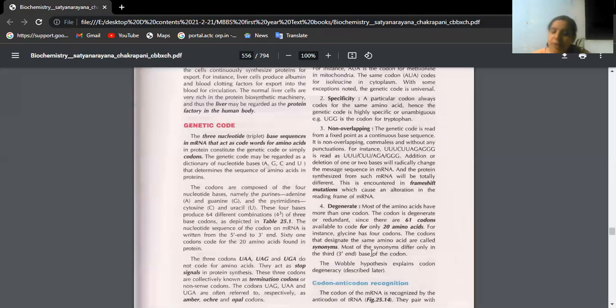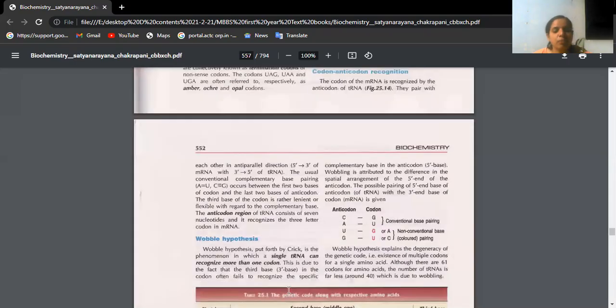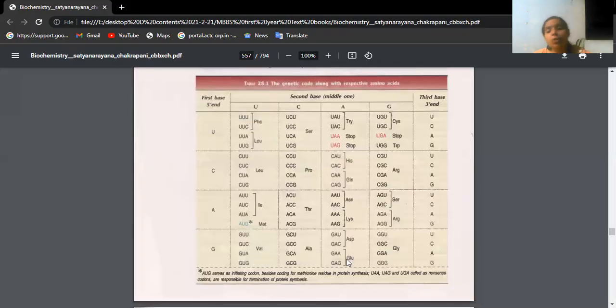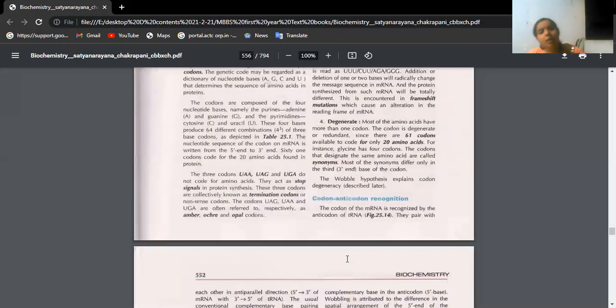There is a degenerate code. What does that mean? We have only 20 amino acids, but if you check here in this table, we have as many as 61 code words. That means 61 codons are there, but most of the amino acids are coded by more than one codon.